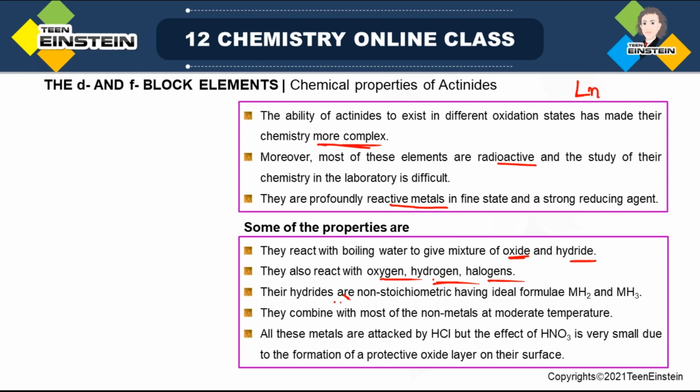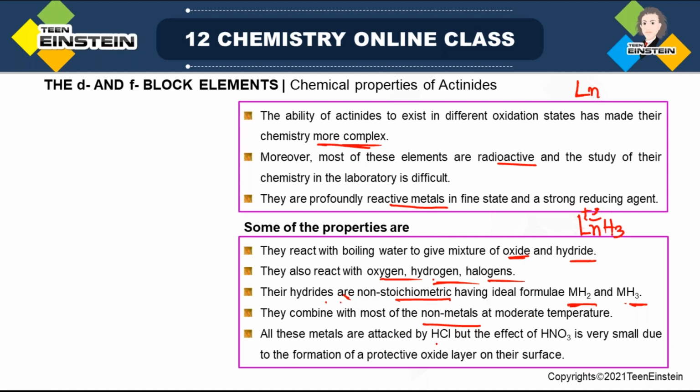Hydrides are non-stoichiometric. In case of Ln, what we have seen, this type of hydride is formed, that is LnH3, which is very simple because Ln is having +3 oxidation state. But in this case, they are non-stoichiometric, that is their formulas are not fixed. Having ideal formula MH2 and MH3. So these should be the ideal formulas, because in these two, the oxidation state is +2 and +3. They combine with most of the non-metals also when temperature is moderate.